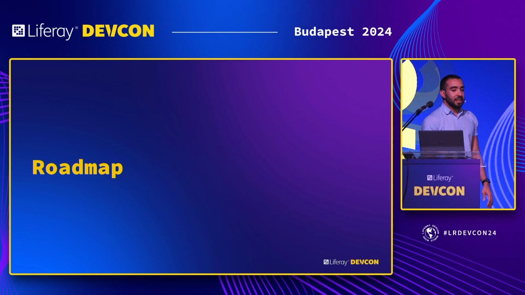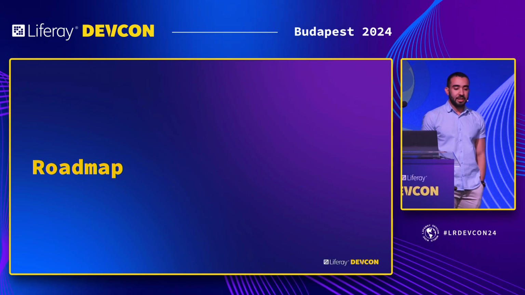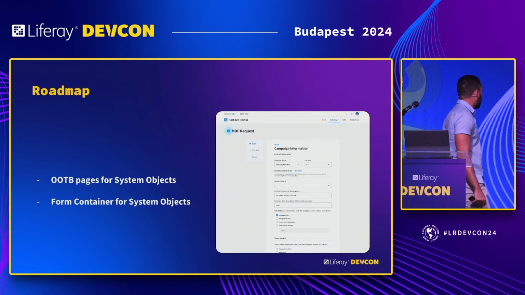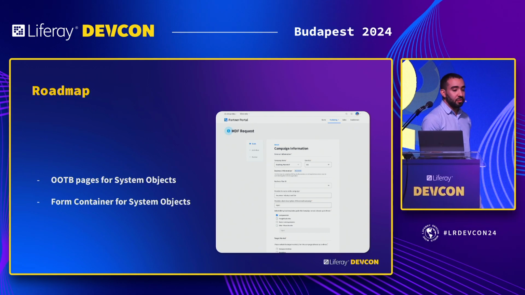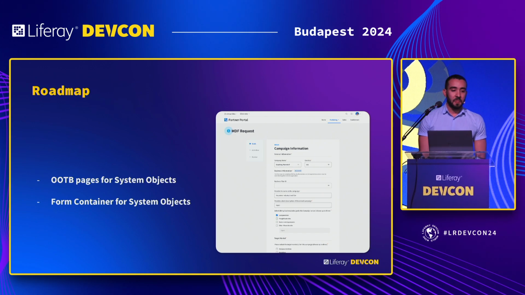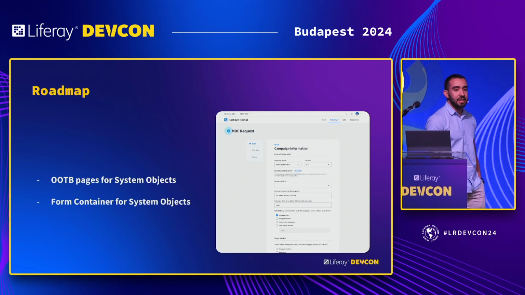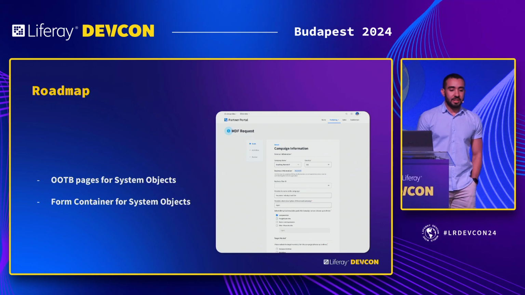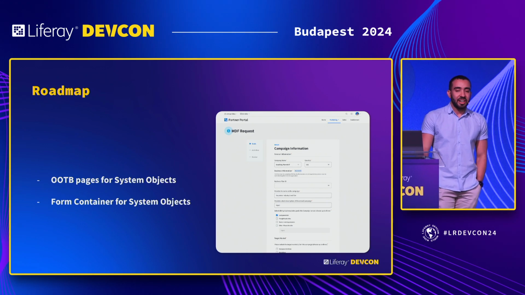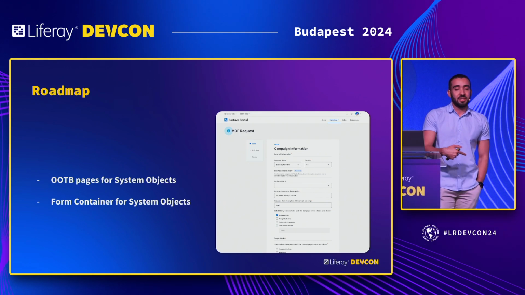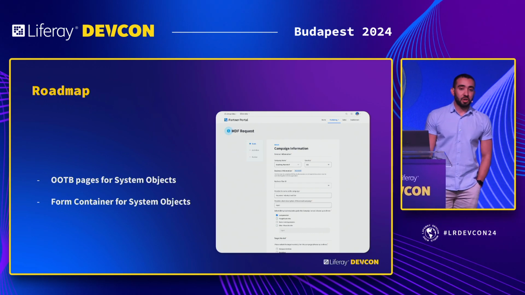So, as a quick roadmap for system objects, we will probably have the out-of-the-box pages for system objects and form container for system objects as well. This is the roadmap. You can relate, you can play with actions and validations, but we still need to show them to persist data, to build your own pages with form container. This will be cool. This will be huge, and we are working on this.